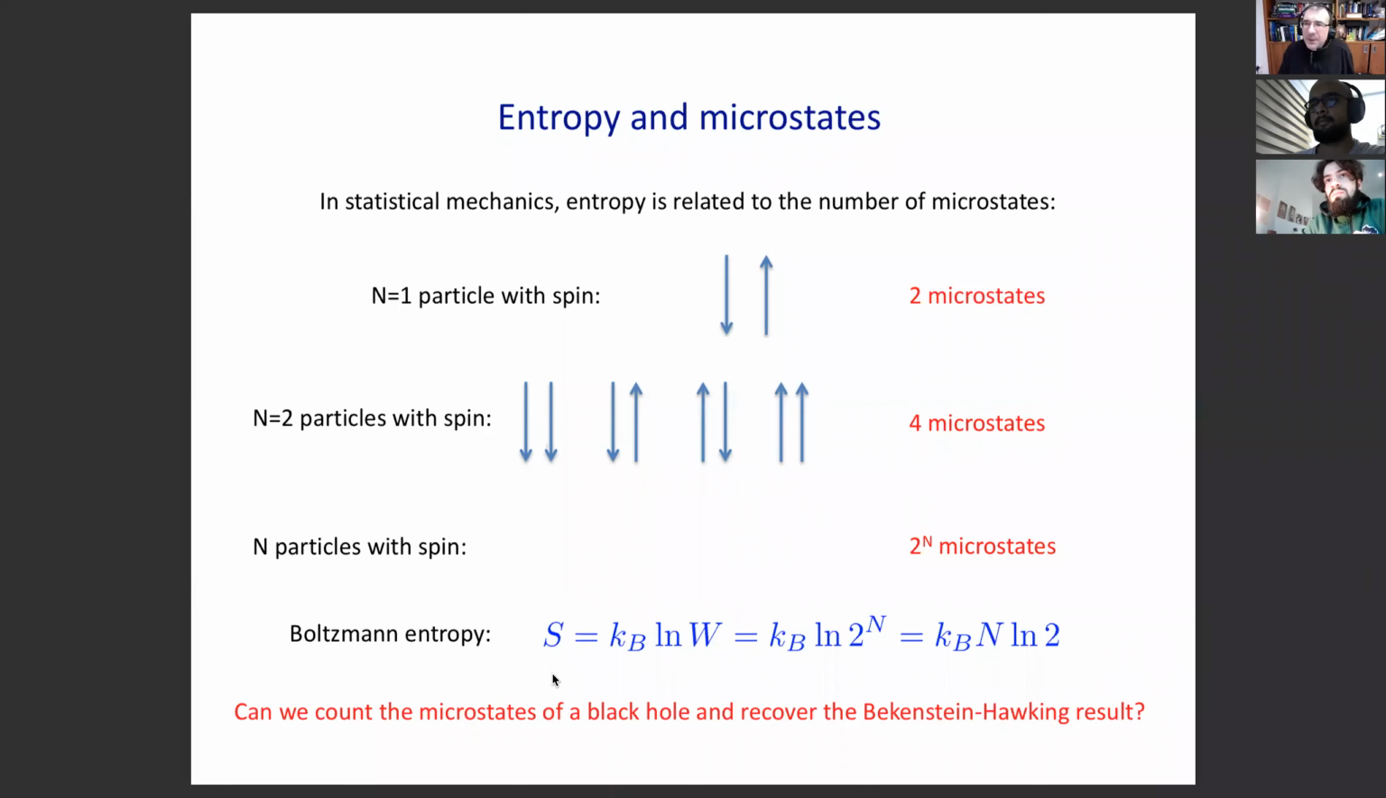So a simple question is, if we have a black hole whose entropy is proportional to the horizon area, can we count the microstates of a black hole and recover this result? We have to identify those microstates first and then count them and compare with this proposal of Bekenstein and see, because remember, it was a quarter of the horizon area. So we have to recover this result. So is there a theory which would allow us to do this count and get the right answer? That's a question to ask.